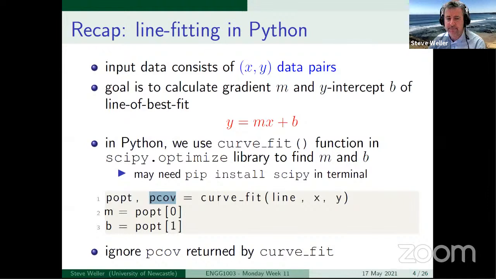I don't even want to talk about its interpretation. If you're interested, look up the documentation on the curve fit function. I'm not going to talk about what PCOV is about. It's beyond the scope of this course.